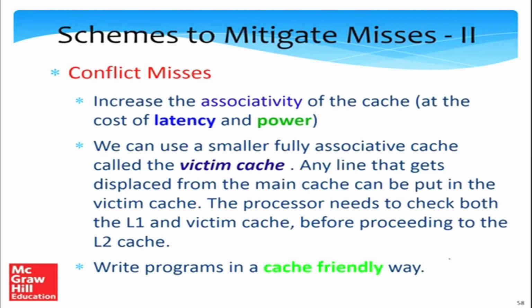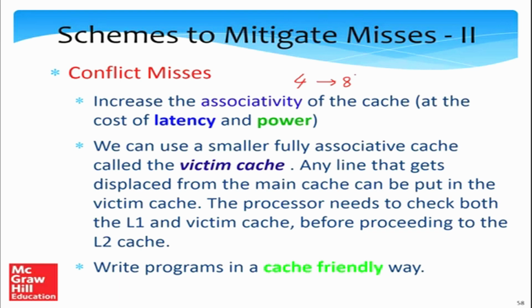Now let us talk of a scheme to reduce the number of conflict misses. The simplest solution is to increase the associativity of the cache, because the problem is essentially coming because of associativity. If we have a limited four-way associative cache and 5 lines are mapping to the same set, we will have misses. So let's increase it from 4-way to 8-way, which means having 8 entries in each set.